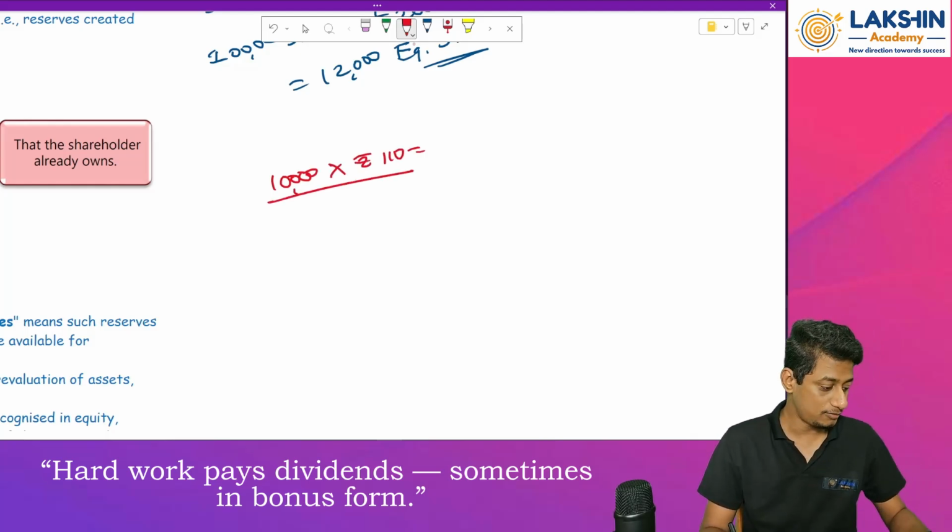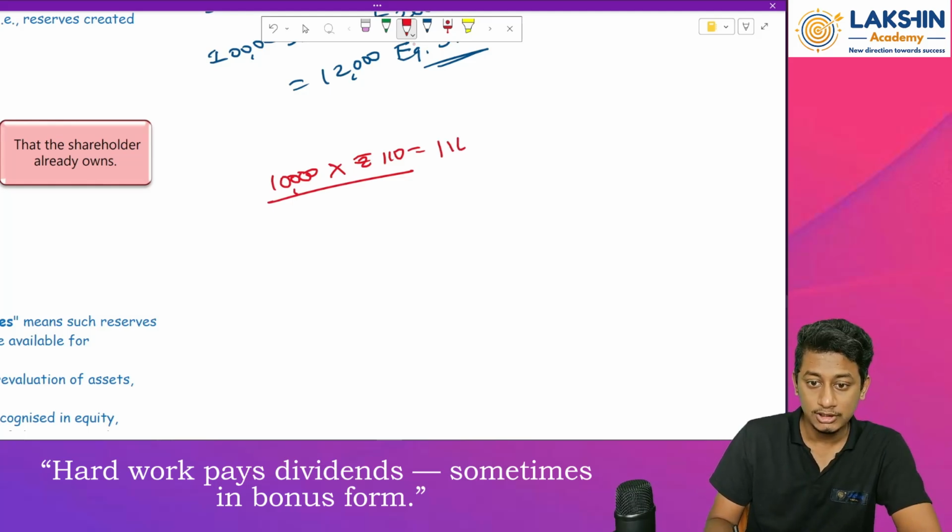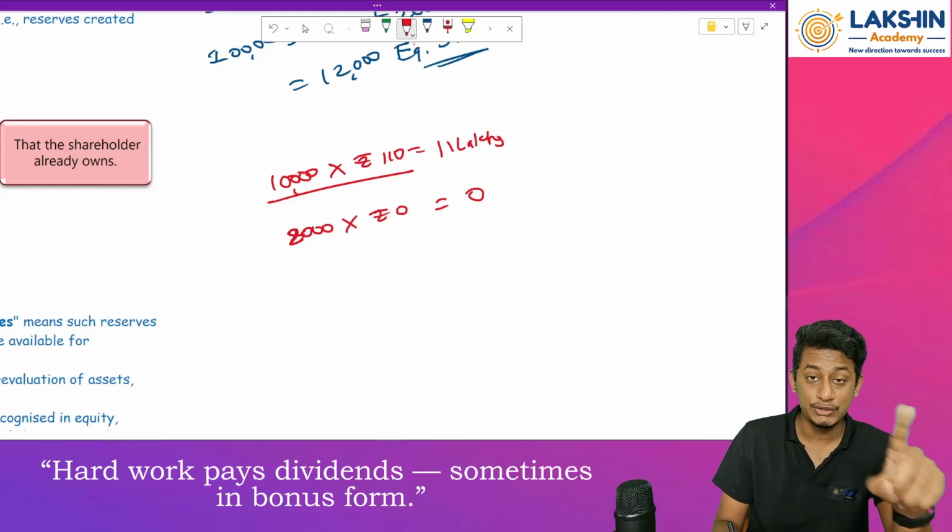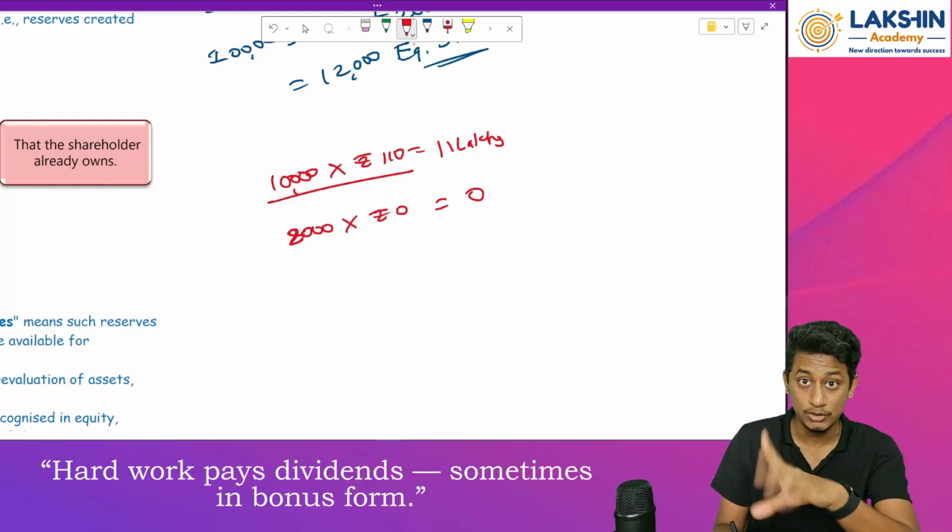How much is the total value? 10,000 into 110 equals 11 lakhs. Now 2,000 bonus shares were issued at rupees what? At rupees 0. That means 0. Now let's find out the new value of all the shares including the bonus shares.